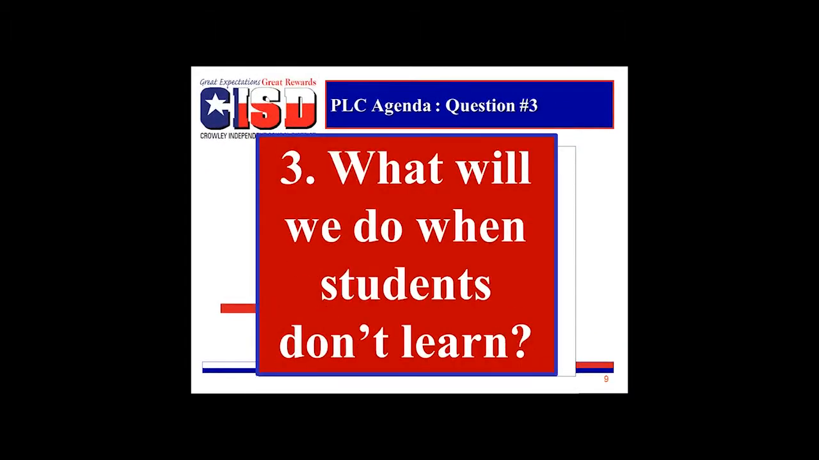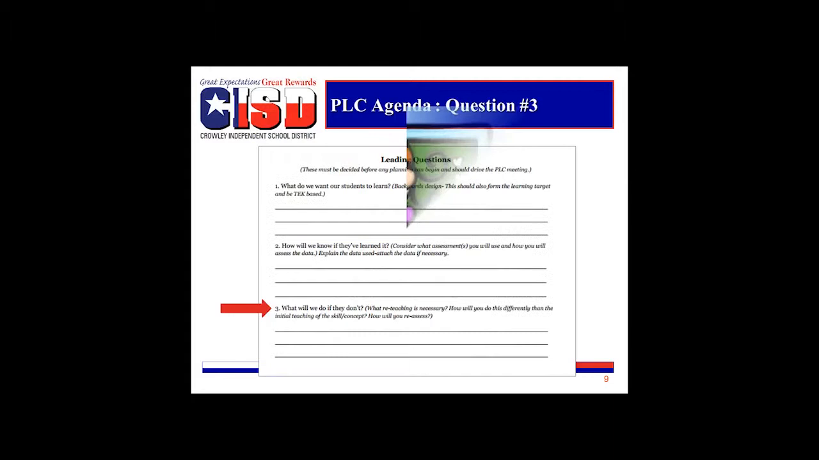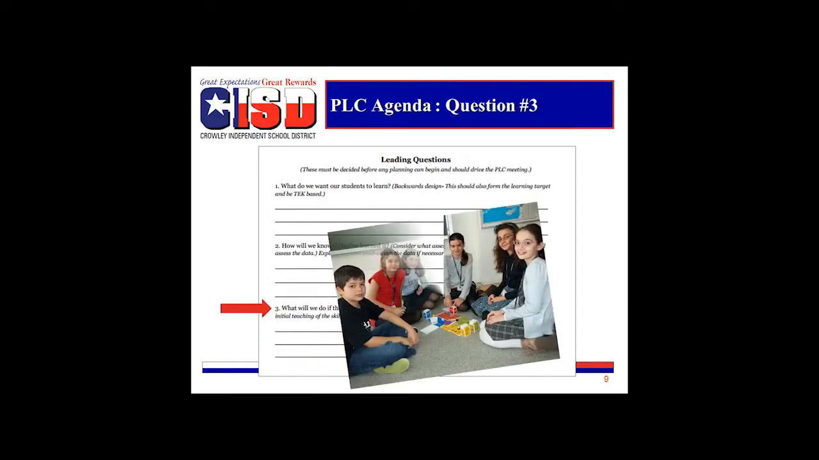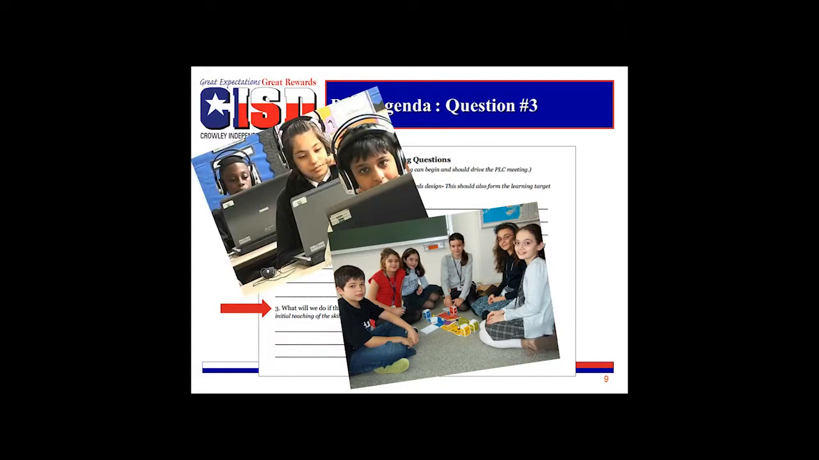The last leading question is, what will we do when students don't learn? This question can sometimes be interpreted as what teachers will do outside of class time, but this leading question actually addresses what the teacher should do during class time to reteach immediately when they see a disconnect when completing the formative assessments discussed in question number 2. An example intervention would be grouping students together and letting those students who have mastered the TEK complete the next lesson or complete an enrichment activity, while teachers provide support to students who need additional assistance in a small group setting.